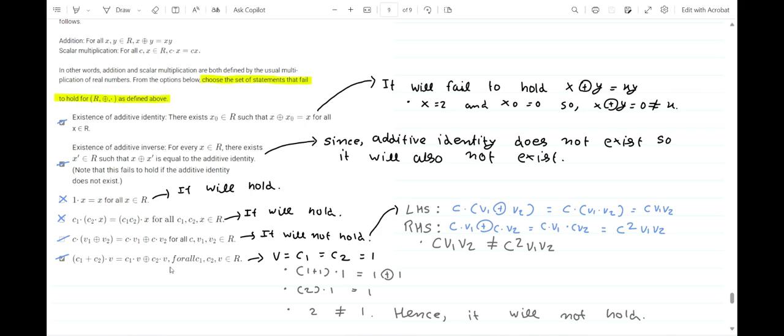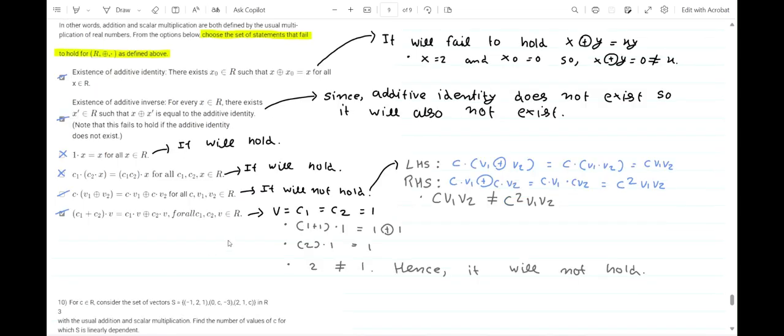And the last option is also not going to hold in this vector set. We can solve it by taking an example, suppose v equals 1 and c1 is equal to c2 equals 1. If we solve, then we can see that the left-hand side is going to be 2, and the right-hand side is going to be 1, hence it will not hold, which means that this option is also correct.